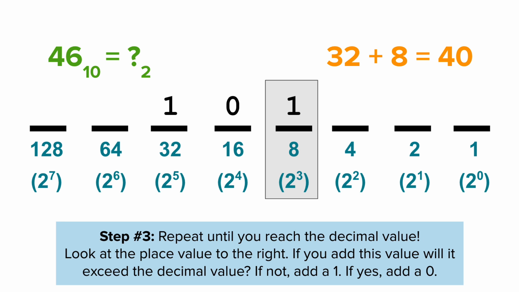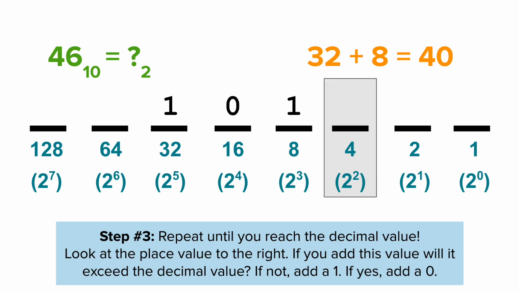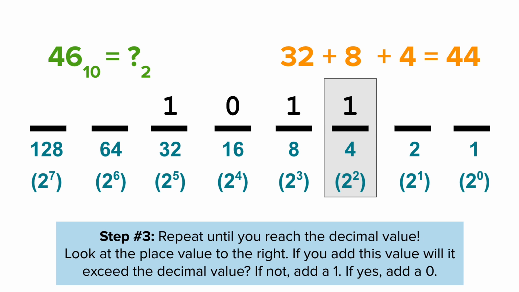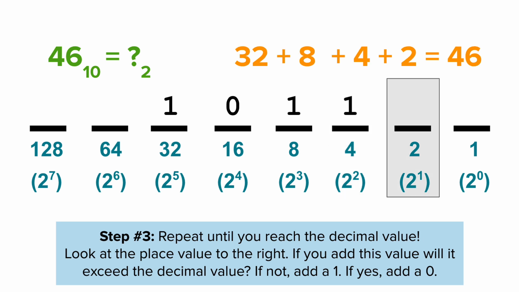Let's keep going. We look at the next place, which is the 4th place. If we add a 4 to 40, we get 44. This is not greater than 46, so we add a 1 to the 4th place. We're still not at 46, so we repeat again. We look at the 2's place. We add a 2 to 44 to get 46. This does not exceed our decimal value, so we add a 1 to the 2's place.